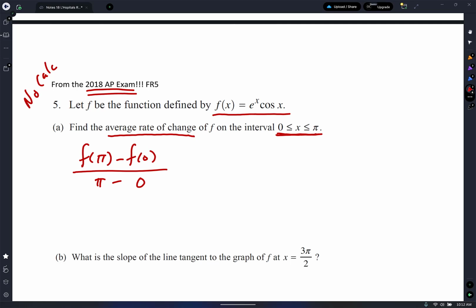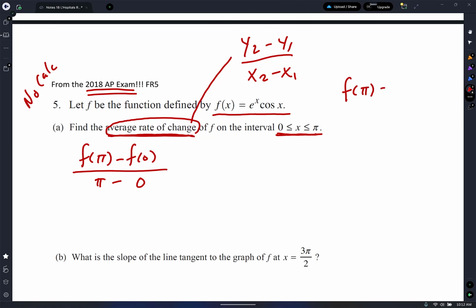Wait, why are you saying f of pi? Oh, wait. It says average rate of change, so I'm doing y2 minus y1 over x2 minus x1. All right, here we go. On the side, I'm going to go f of pi, and I'm going to see what f of pi is.